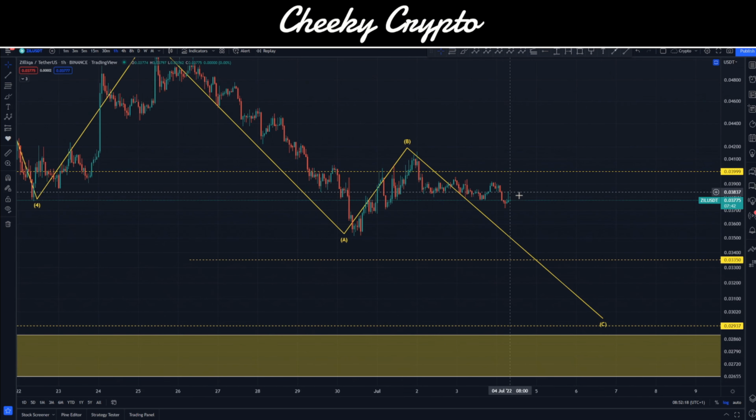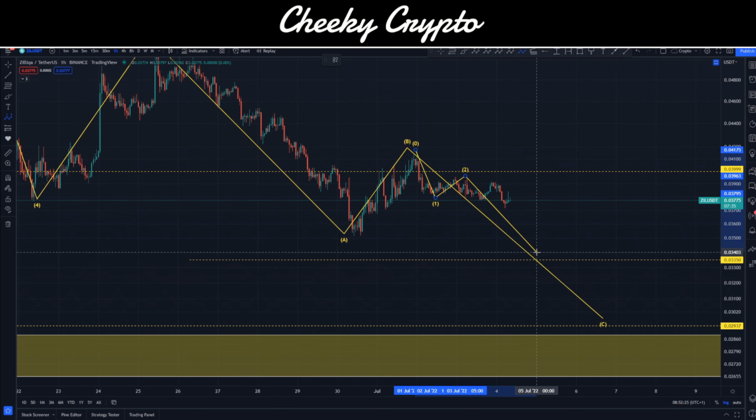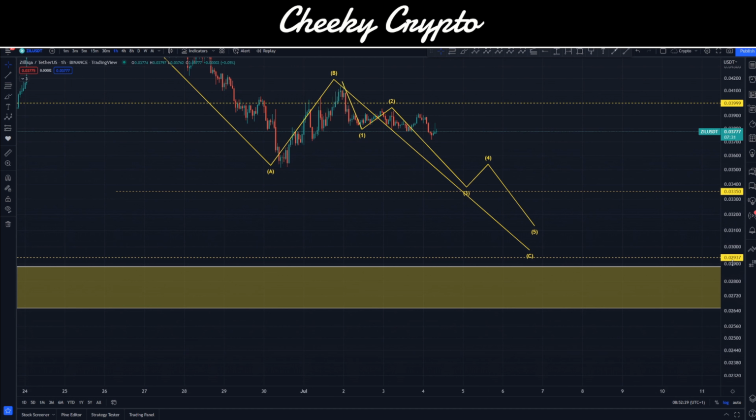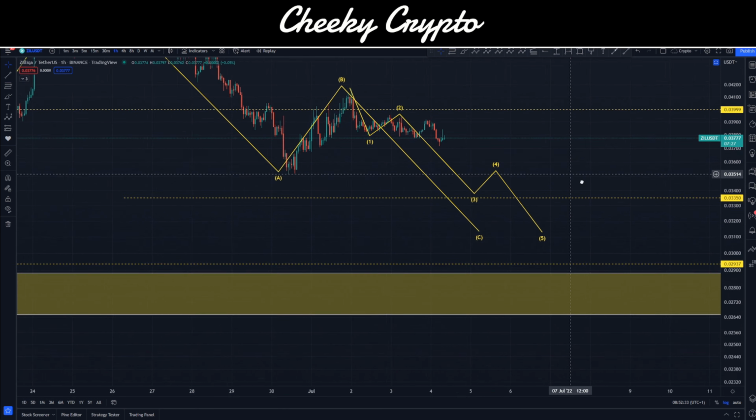A little bit too soon to really know, but it could be that this here is a wave 1, this is a wave 2, we're going down into a wave 3 right now, then wave 4, then wave 5, right? And we just stay above 0.02937, completing our zigzag pattern somewhere down here.